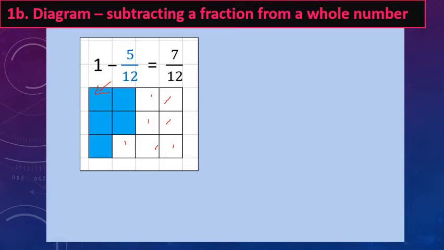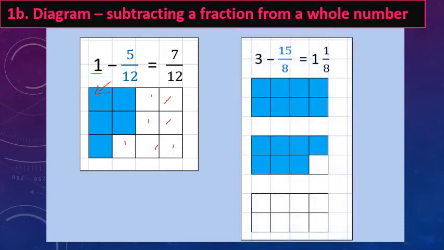I can again also do this for a whole number that is larger than 1. So here I've got 3. And I'm actually going to subtract an improper fraction this time, just to make things a little bit interesting. So here I've got 3 minus 15 eighths. So I'm going to have my 3 wholes, 1, 2, 3, and I'm going to divide each of those wholes into 8 equal parts, 1, 2, 3, 4, 5, 6, 7, 8. And I'm going to shade 15 of those. So 8 plus 7 is 15. So I'll shade in 1 whole here and 7 of these ones. That leaves me with 1 whole and 1/8, which is my difference, my answer.